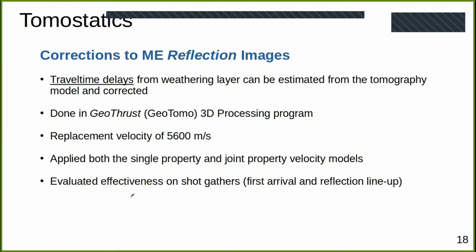In order to try to quantify the effectiveness of doing this, I used it to apply statics corrections, which are corrections to the travel time delay caused by the weathering layer, the topmost part of the crust, essentially. These kinds of delays can be estimated using tomography and then incorporated to essentially fix the reflection images where there could be some noise that would disturb reflections. Again, I did this in GeoTomo's software. I evaluated the effectiveness by looking at shot gathers in the area of the South Sturgeon greenstone belt.